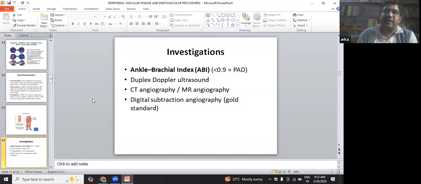And the initial thing for the investigation part, after the history and clinical assessment, is that the ankle brachial index is the key cornerstone for diagnosing peripheral vascular disease, and also for determining whether the patient has chronic limb ischemia, or there is another thing called critical limb ischemia. Critical limb ischemia should be dealt with urgently.